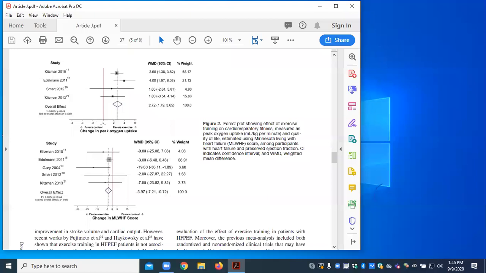You have 0, 2, 4. This diamond is the overall effect of the intervention. It looks like the overall effect is 2.72. Compared to someone who didn't go through training, someone who goes through this exercise training, their peak oxygen uptake on average increased by 2.72. This is the graphical representation of the meta-analysis. They show you how much is really important. Okay, they want to see the relationship between exercise training and the oxygen uptake level. They have other studies, several studies, and everything was on the positive side, right? Yeah, this is an example of a meta-analysis, okay? Therefore, if you see this kind of thing, you choose the best evidence, okay?